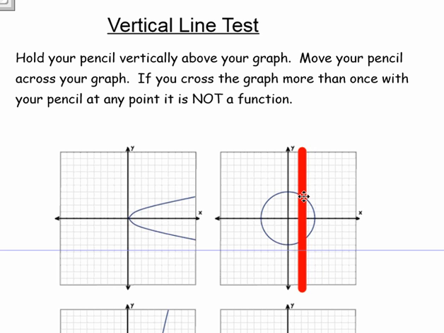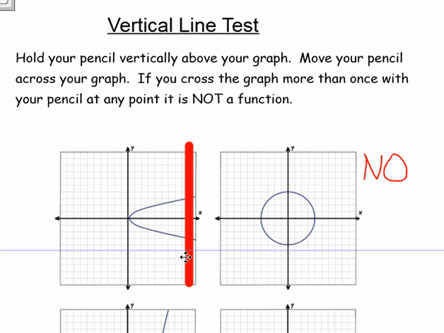So if I hold it right here, I can see that I am crossing my graph here and I'm crossing my graph here. So I'm crossing it twice. Therefore, that is not a function. Okay, so let's try the one here next to it.